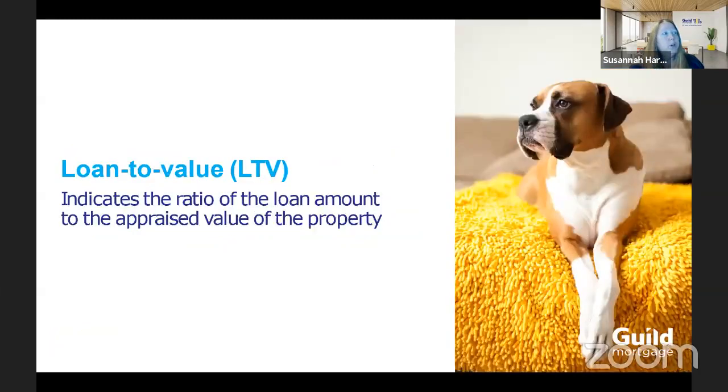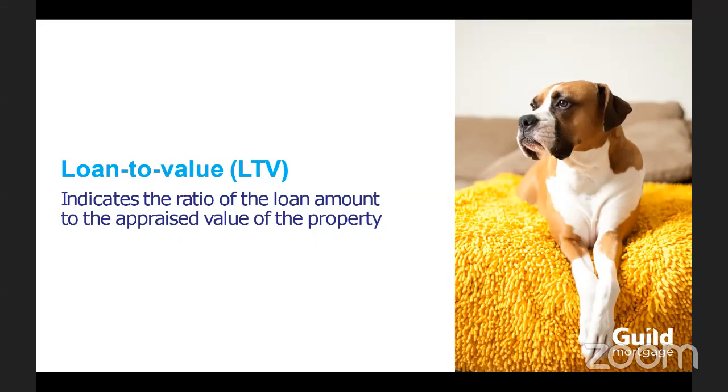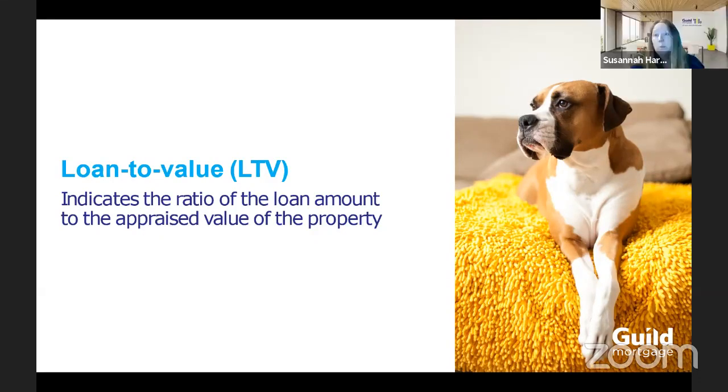So the next term is loan to value, or LTV. You'll hear your loan agents spit out the word LTV. Well, the LTV is too high, or the LTV is this. This indicates the ratio of the loan amount to the appraised value of the property or the sales price, whichever is the least. So if your appraised value does come in under the sales price, then your lender is going to use that lower appraised value.